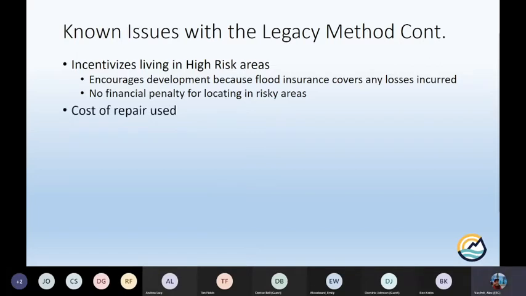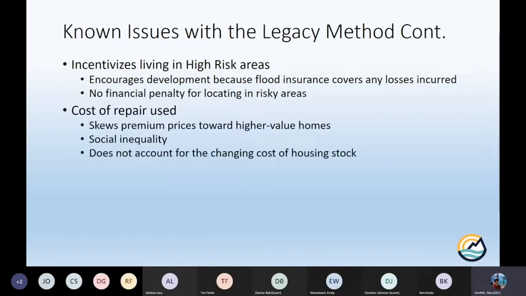They were using cost to repair, which again, at the time was kind of the best way to do it. So what this cost of repair calculation did was it skewed premiums that benefited higher value homes. A $1 million home and a $100,000 home sitting side by side that both get an inch of water in it, one of those is going to have a larger payout, but they were paying the exact same rate in flood insurance. This led to some social inequality issues that again, FEMA felt like it needed to address.